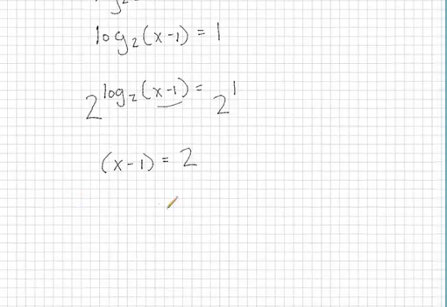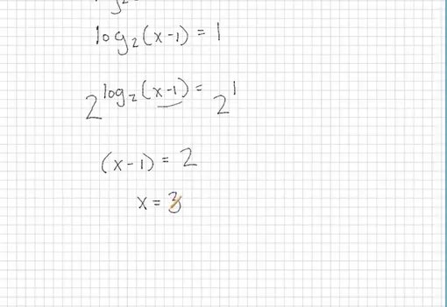And we can then just solve this like an algebra equation. So it looks like x is equal to 3. And that's your final answer for this problem.